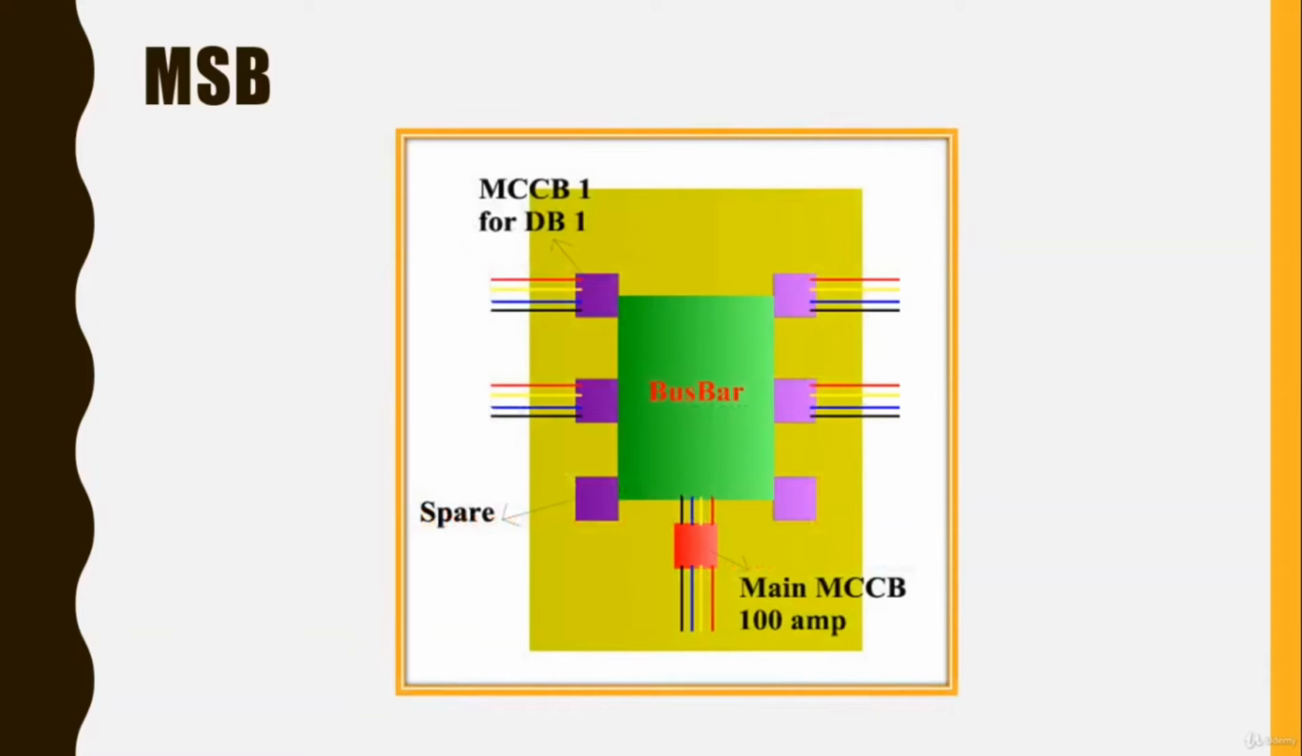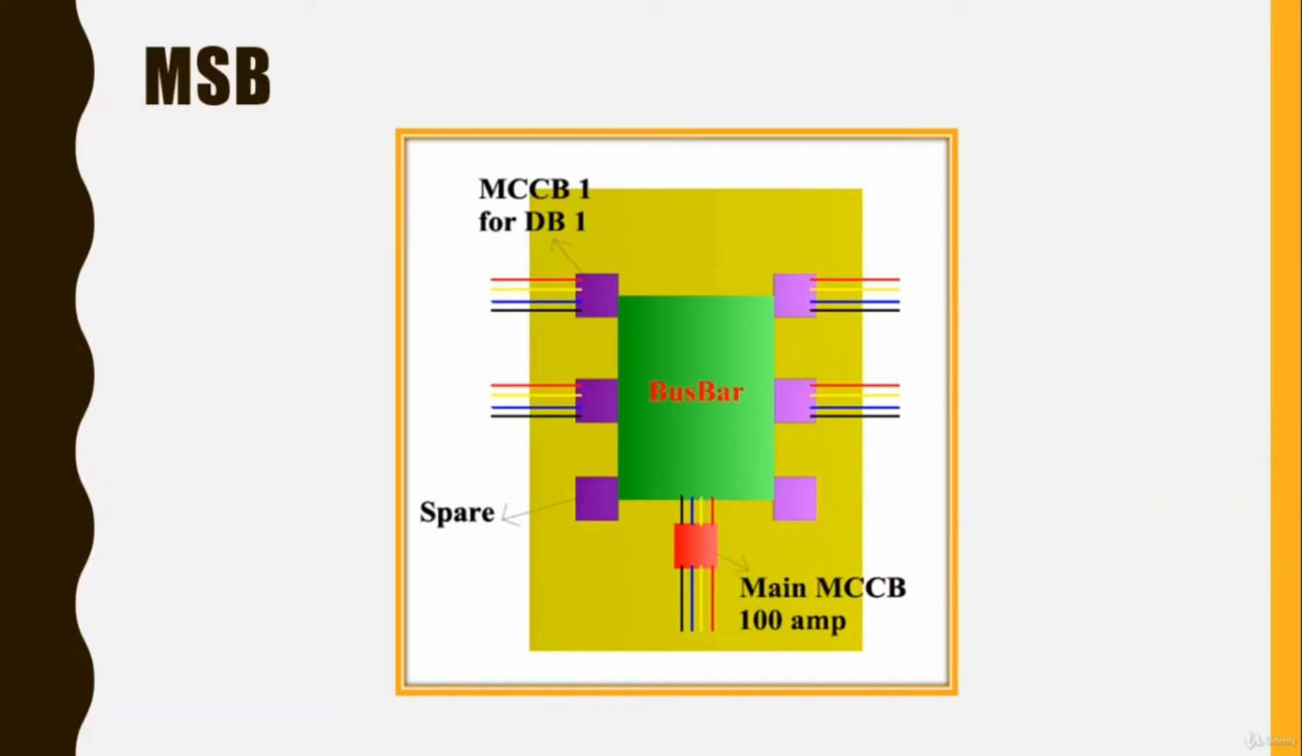Somehow the MSB looks like this figure. Here is the main MCCB, or the incomer MCCB. The incomer MCCB feeds the busbar, and the busbar feeds the outgoing MCCBs. On the other hand, you can see that there are two MCCBs as spares. And that's right, because you have to keep spare MCCBs for future use.